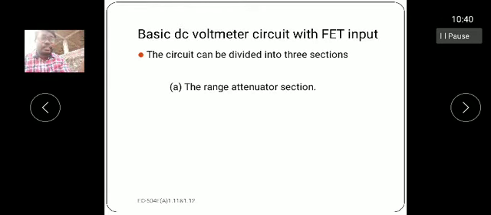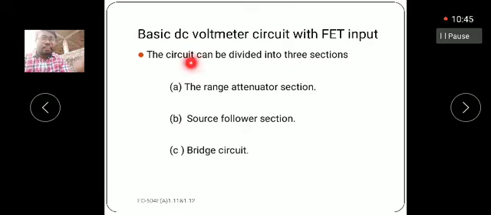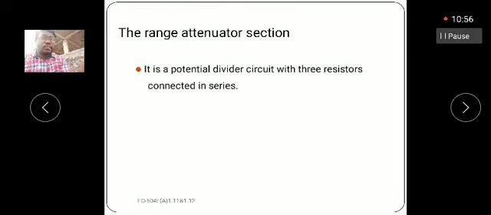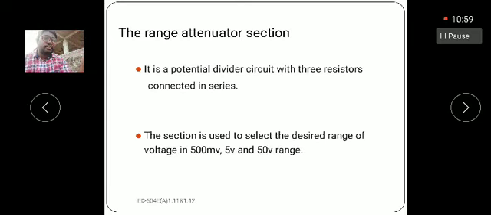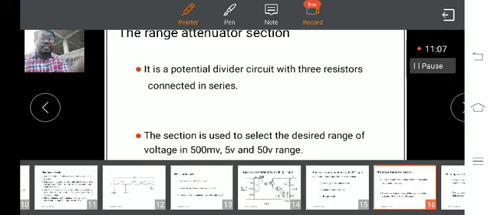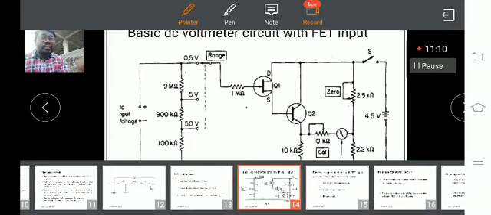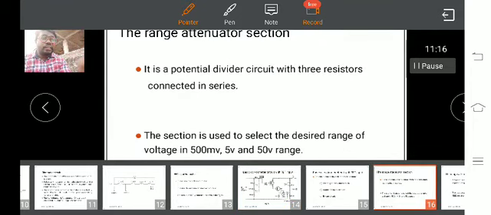Here we have a few points about this particular circuit. The circuit can be divided into three sections: the range attenuation section, the source follower section and the bridge circuit. First is the range attenuation section. It is a potential divider circuit with three resistors connected in series.